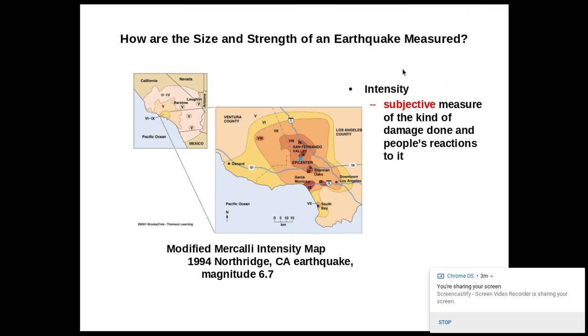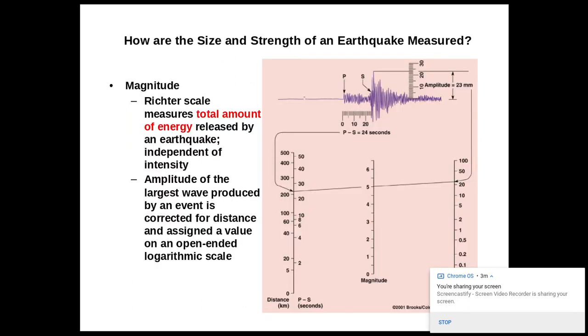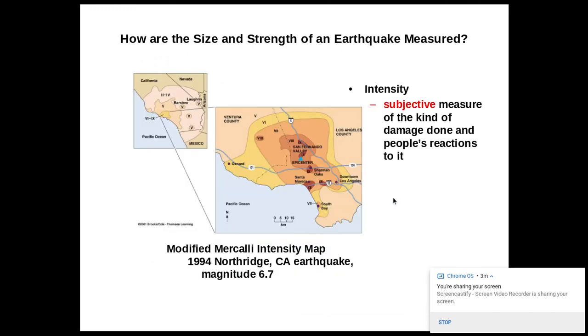Size and strength of the earthquake are measured. Intensity is a subjective measure of the kind of damage done, and the people's reactions to it. That is what we call the Mercalli scale. So the Mercalli scale, let me go to the next slide. Let's go back. So the Mercalli scale is based upon man-made items. Mercalli scale talks about objects falling off the wall, houses falling off their foundations, and these are all different levels of the Mercalli scale. We don't go into too much depth on that.